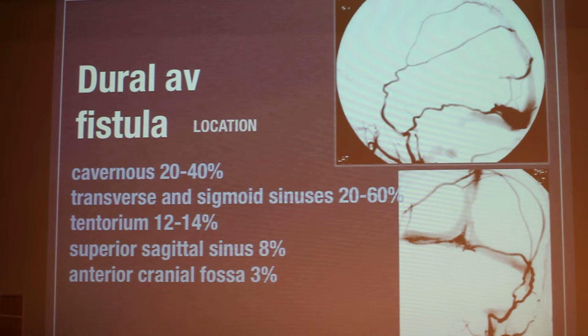The most common location for dural fistula is going to be in the transverse and sigmoid sinus. We have a lot of them in the cavernous sinus, but we'll talk about it a bit later. We have lesions on the tentorium, the superior sagittal sinus, and in the anterior cranial fossa. You see here an example of injection to the external carotid artery. This is the middle meningeal artery, and you see that there are multiple connections here in the area of the torcula and the sinus.